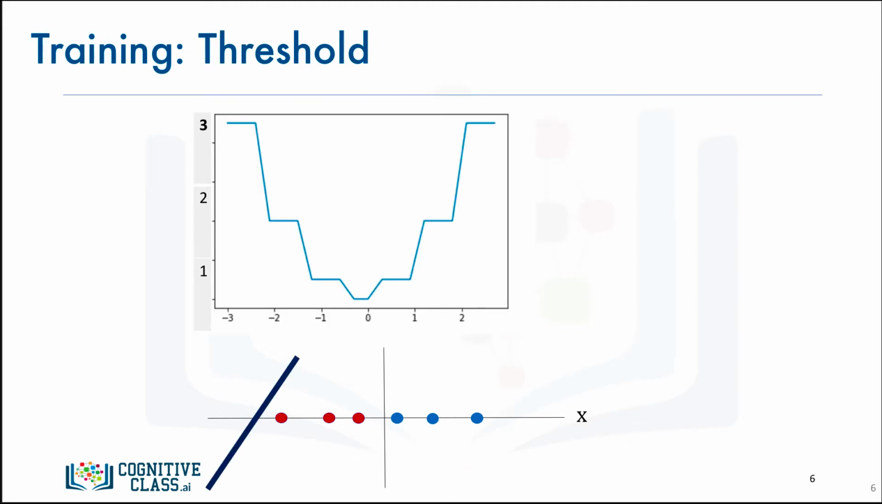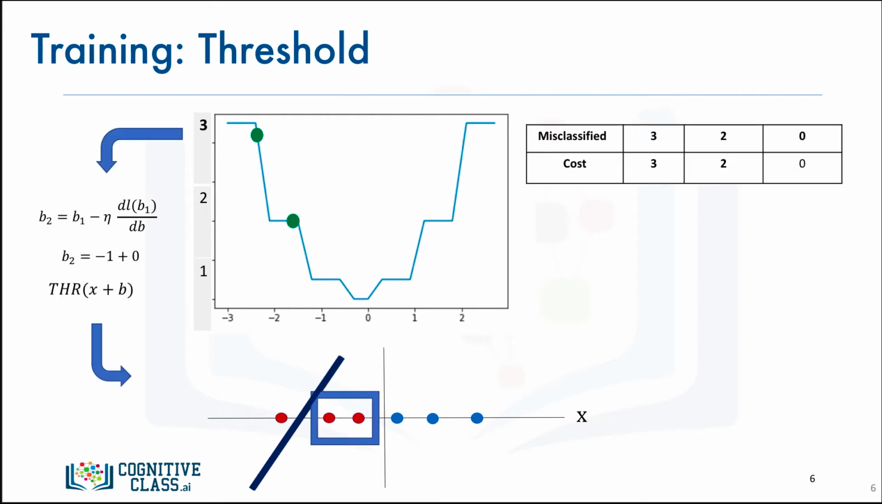So if we look at the cost function with respect to the bias, you see here we have 3 misclassified samples. So if we move the line a little over, and we perform gradient descent, the derivative is 0. And the reason is, if you look at the cost function, the values are either 3, 2, or 0. If you wiggle the line a little in any direction, it won't really change.